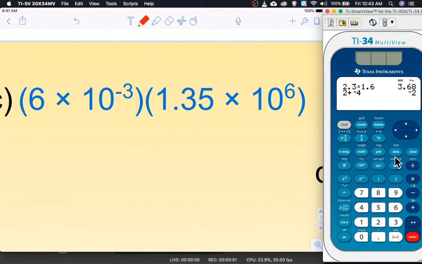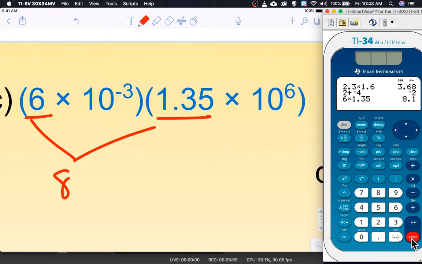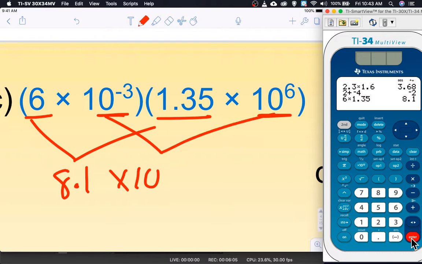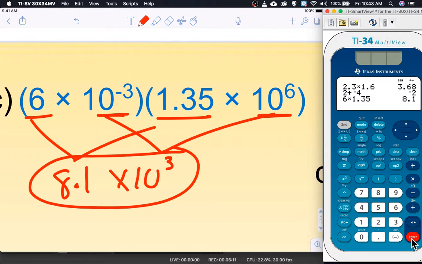All right, so if I multiply my decimal pieces together, 6 times 1.35 gives me 8.1 times 10 to the power of. When I multiply my powers of 10 together, I am adding the exponents, giving me 10 to the third power, and that was done. There's nothing else to it. These can be very simple problems.